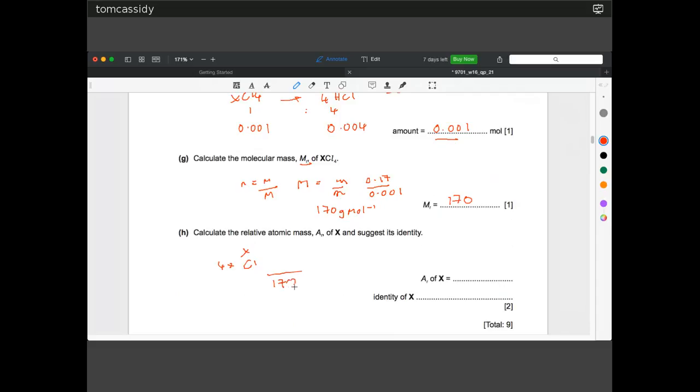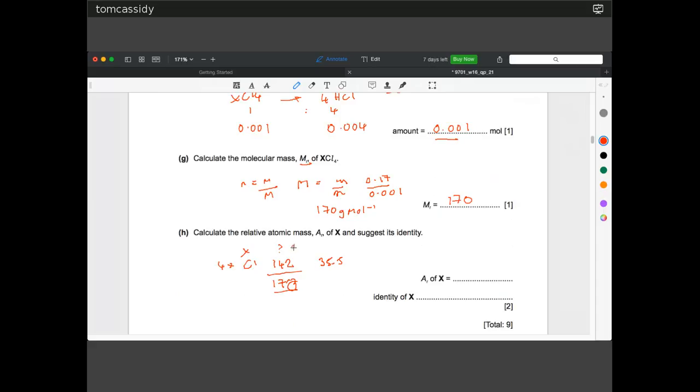Well, we can look up the relative atomic mass for chlorine in the data book. We've got 4 of those. The relative atomic mass for chlorine is 35.5. We can have 4 of those, so that's 142. And so we just have to work out what this value is so that when added together, it gives us a relative molecular mass of 170.